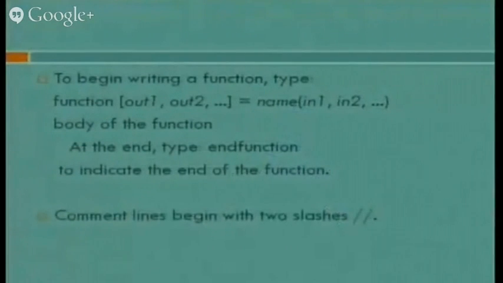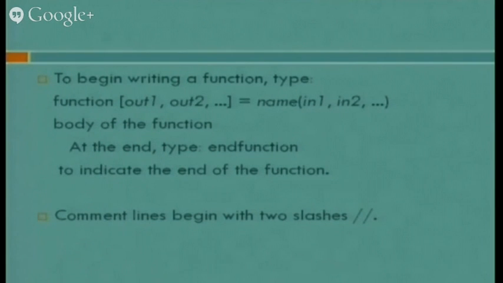Now how to write a function? To begin writing a function, type function. For any function, what will be the first line? Function, then within square brackets write out1, out2. Means what the function is giving out to the main program will be written in those square brackets, right? Area is being returned, which variable is returning what, that will come here. Then equal to the name of the function. Then within round brackets in1, in2. In1, in2 means the input being given by the main program to this function. If you want to calculate the area of a circle, then what will be the input?